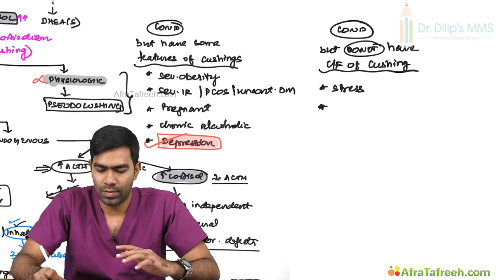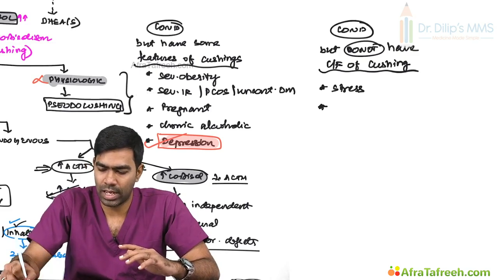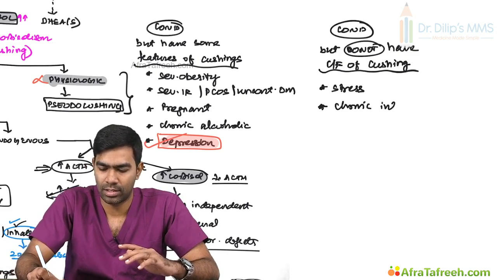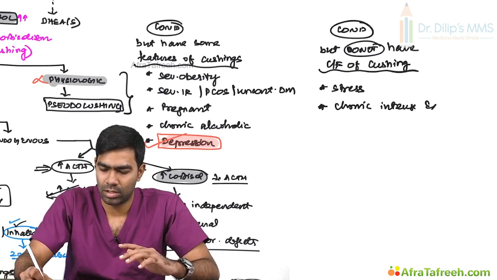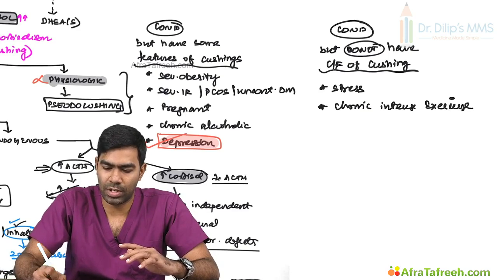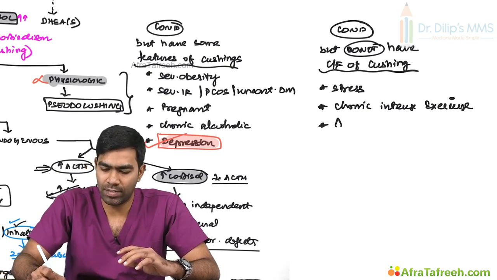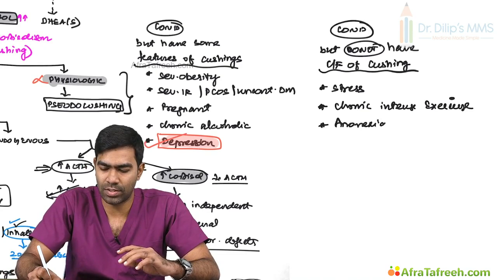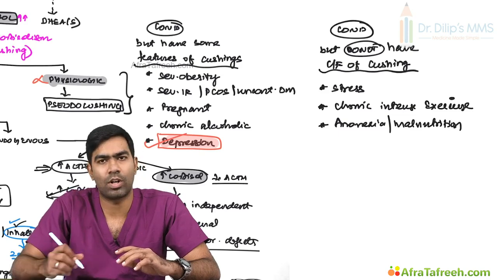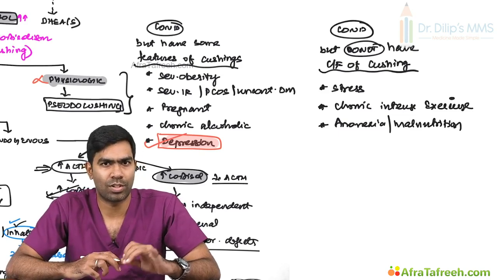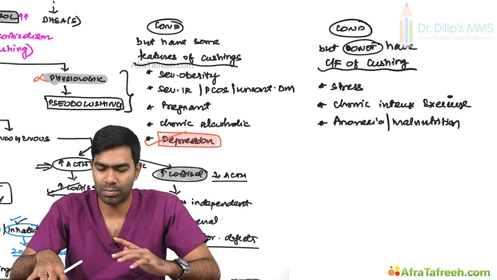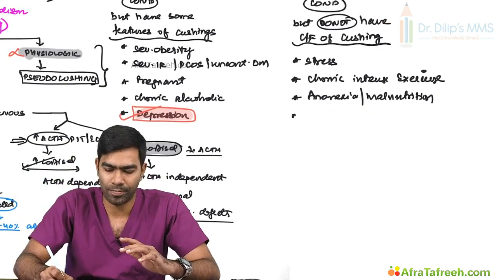Second one, extreme exertion, chronic intense exercise, may result in high cortisol, but they may not have features of Cushing syndrome. And patients who have severe anorexia and malnutrition, like patients with anorexia nervosa, may have high cortisol, but they may not have features suggestive of Cushing syndrome. They'll be lean and don't have features suggestive of Cushing syndrome at all.